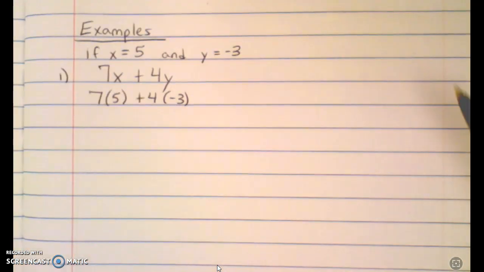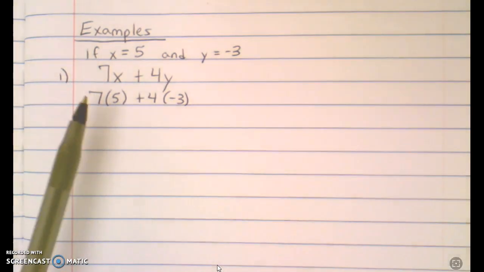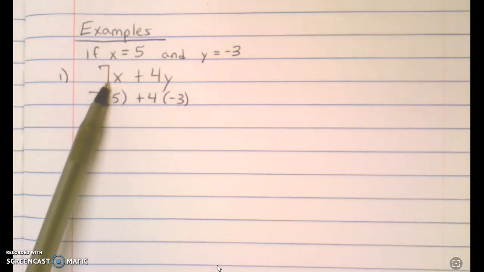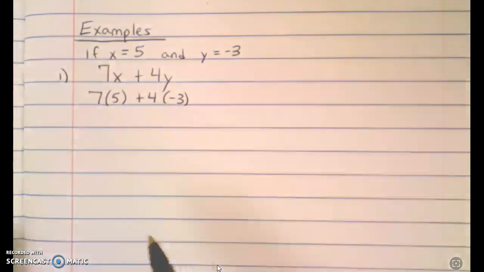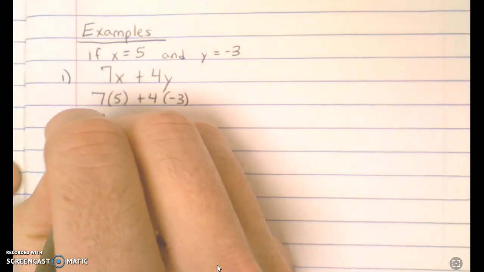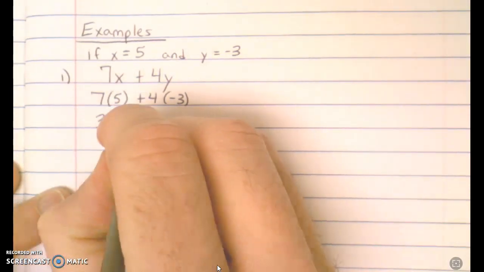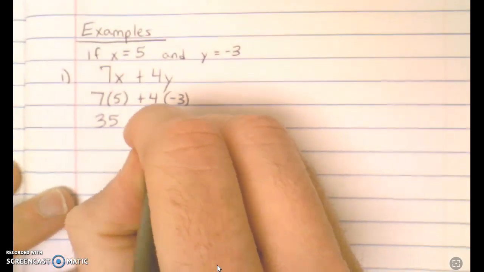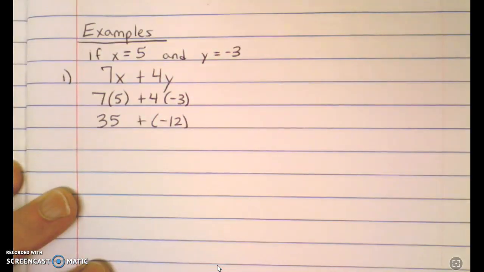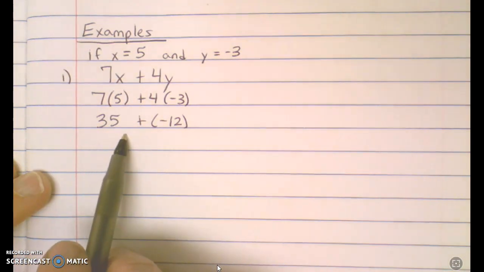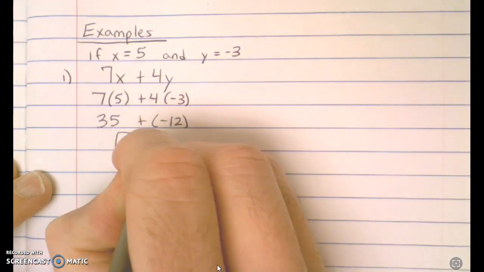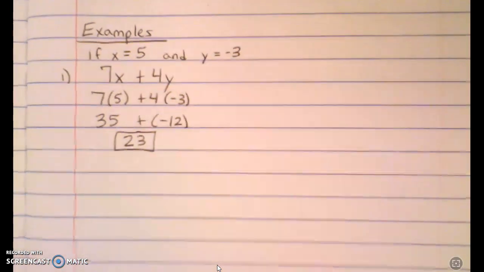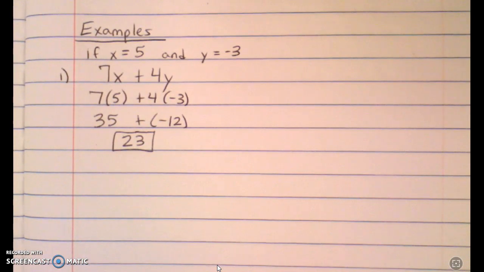So notice when I plugged my value in, I used parentheses, because remember, when you have a number next to a letter, this means you multiply. So it's 7 times whatever x is, and in this case we said x was 5. So 7 times 5 is 35, plus 4 times negative 3 is negative 12, because now I'm just doing the order of operations. And then 35 plus a negative 12 turns out to be 23. So that's following the order of operations and evaluating an expression.